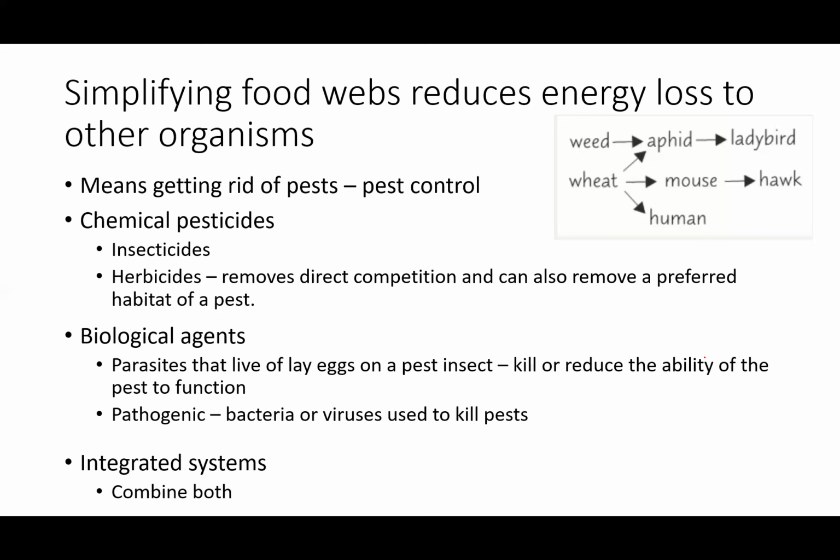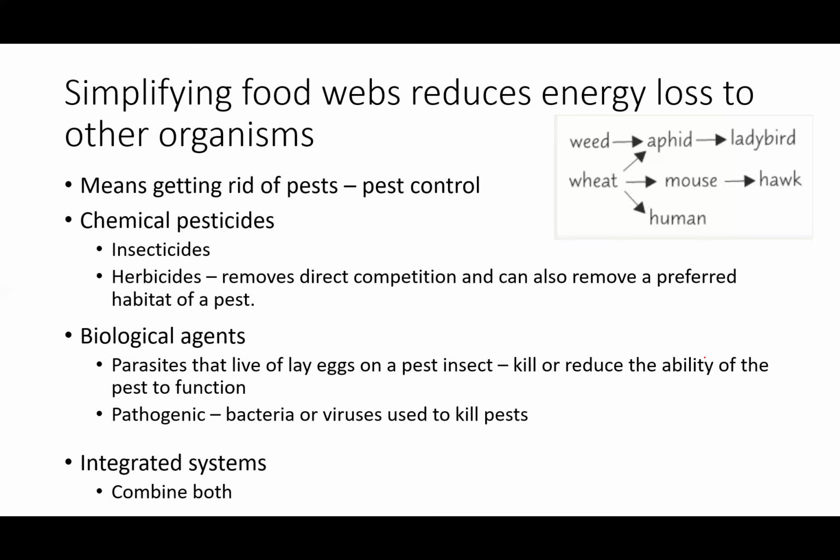Farmers could also use biological agents, and these biological agents reduce the number of pests, so crops lose less energy and biomass, and this increases the efficiency of energy transfer to humans. So they could use parasites, and parasites live in or lay their eggs on a pest insect. So again, the aphid in this example. And what the parasites would do is they would either kill the insect or reduce the insect's ability to function. So for example, some wasp species lay their eggs inside caterpillars. The eggs hatch and then this kills the caterpillars.